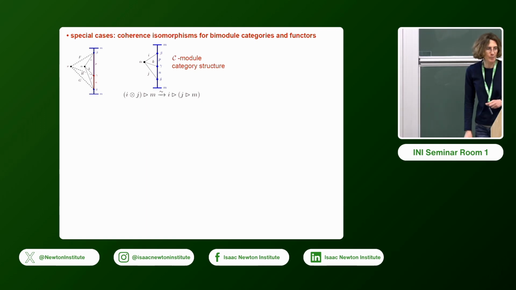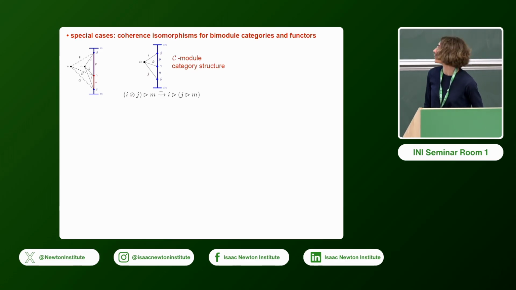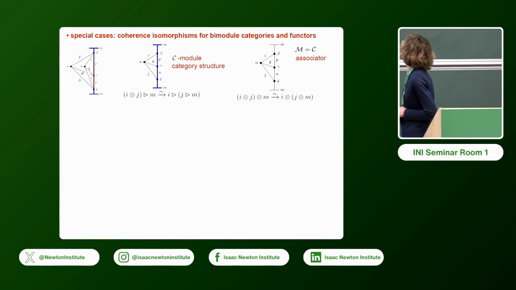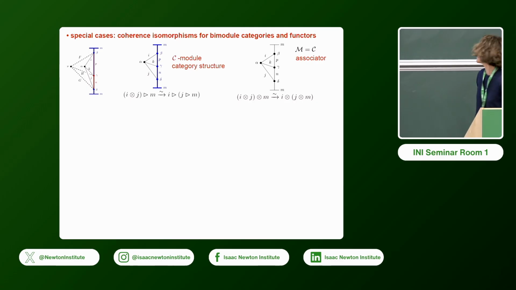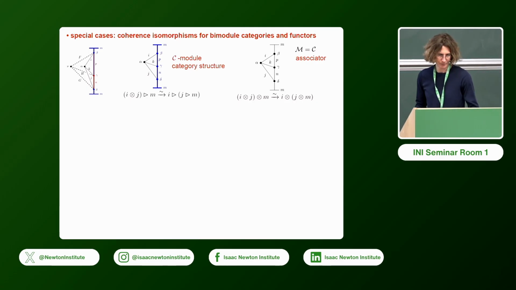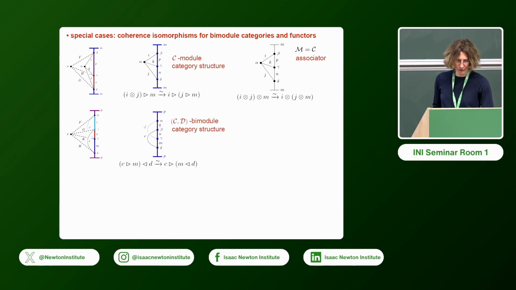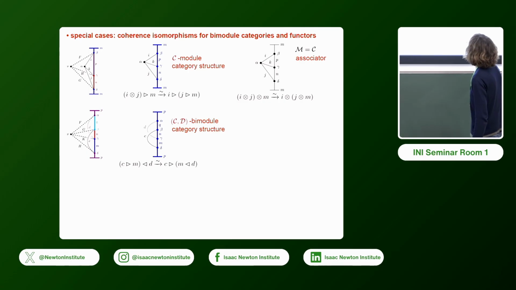And this 6J symbol represents the coherence isomorphism that is related to the C module structure of my bimodule category. And as a special case, I could take, as the bimodule category, C itself with the left action from the tensor product, and then I would just get the associator of C. And similarly for the other 6J symbol, so here I could also take all the dashed lines to be labeled with trivial functors. Then I would get this picture here. And then this picture here represents the coherence isomorphism that relates the left action and the right action.